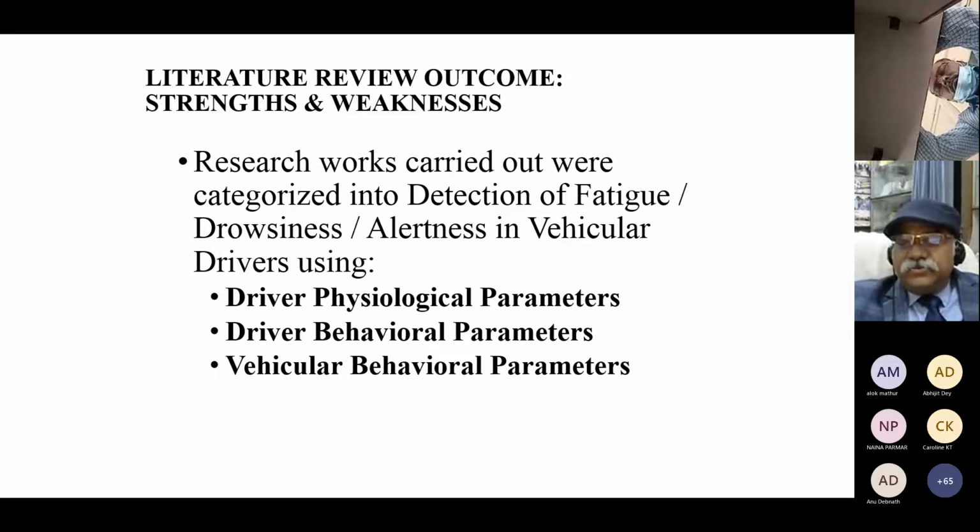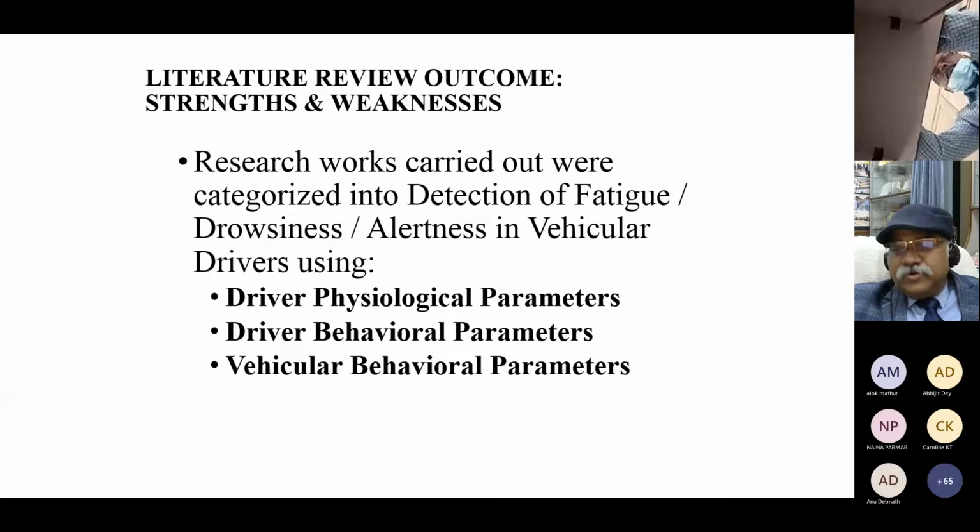This kind of issue was taken for consideration, and at some threshold value of fatigue, or you can say drowsiness, or whatever the reason may be, the accident may happen. So it needs to be detected, it has to be prevented. That is the objective of this work.